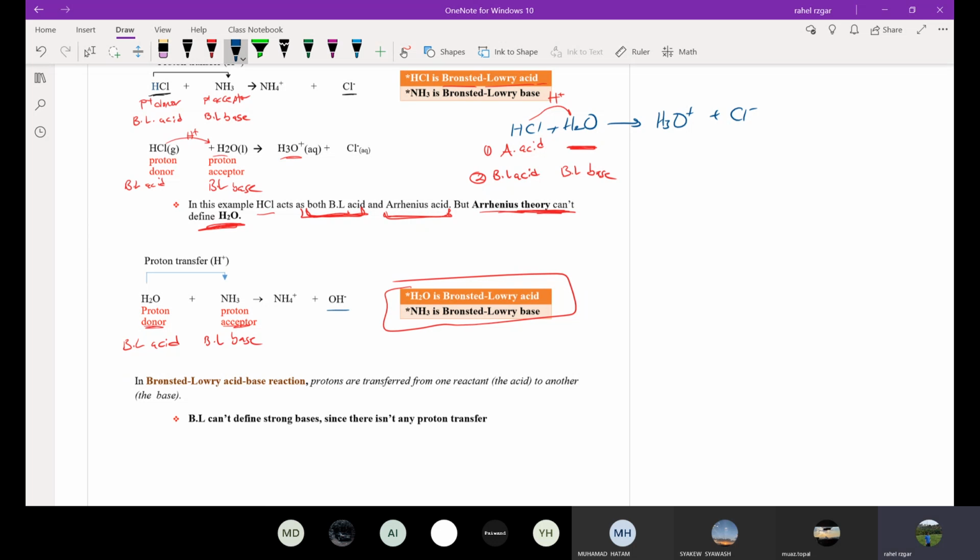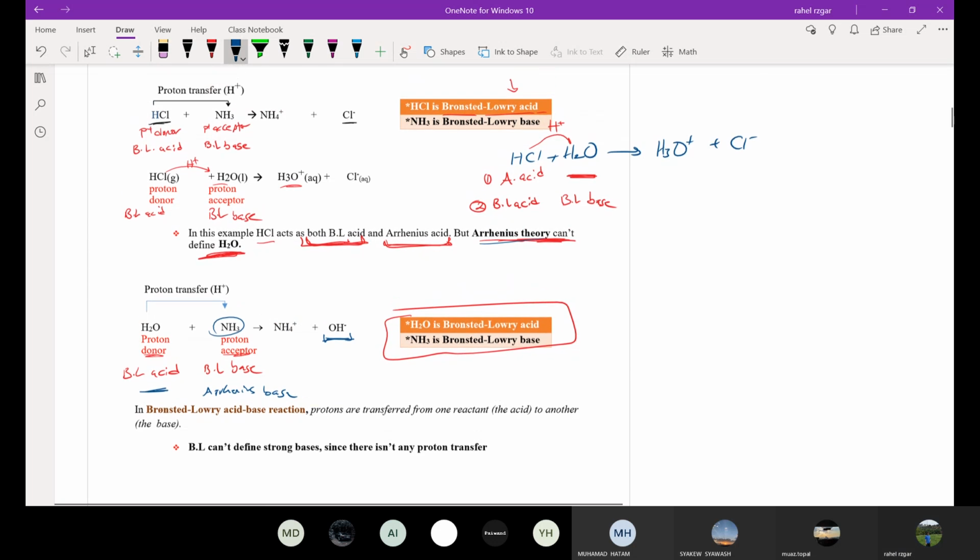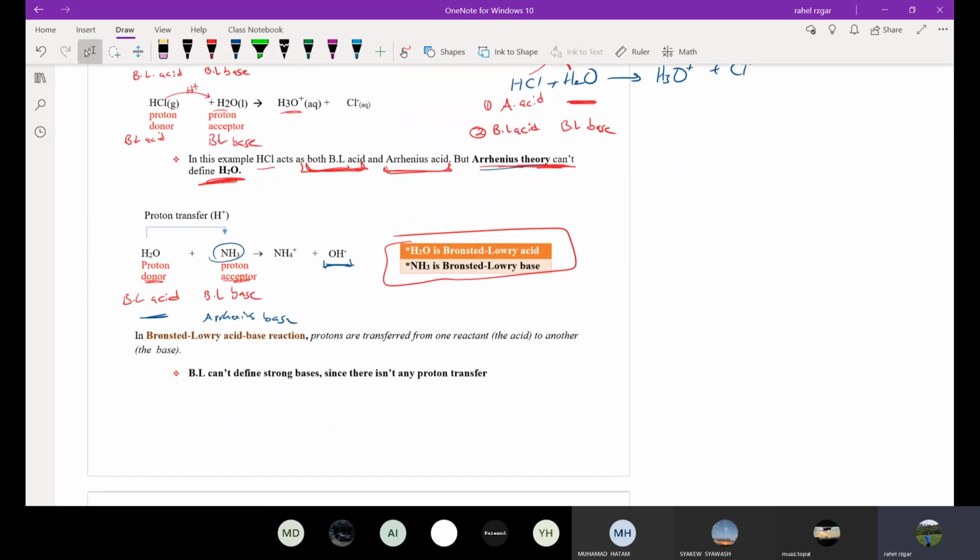And this OH has been produced due to what? Due to the NH3. So NH3 is the Arrhenius base. But if you remember, we said Arrhenius can never define H2O, so it cannot become Arrhenius. H2O is not Arrhenius. H2O can never become an Arrhenius acid, nor an Arrhenius base.